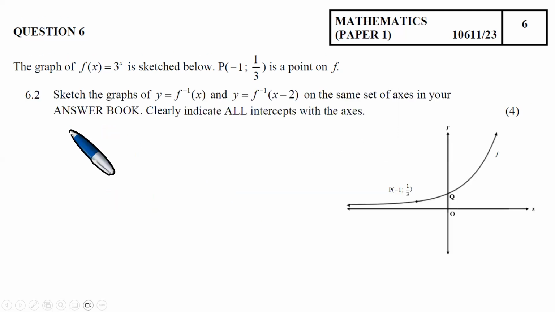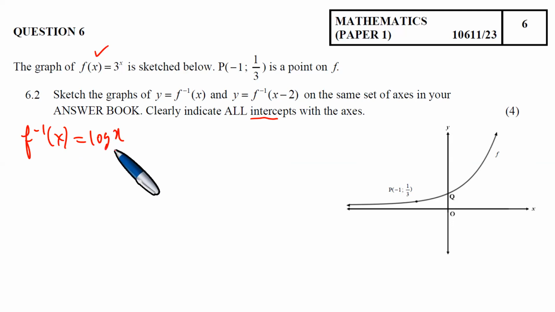You need to sketch the graphs of y and this on the same set of axes in your answer book. Let's look at that very carefully. Obviously indicate all intercepts with the axes. Remember that if f is this, the inverse function of x is the log of x base 3. We have the x-intercept.